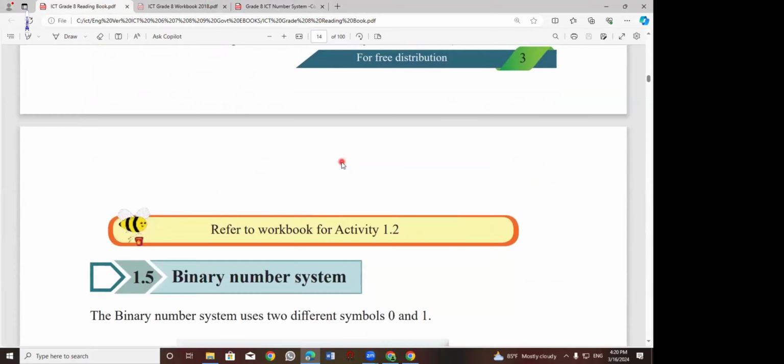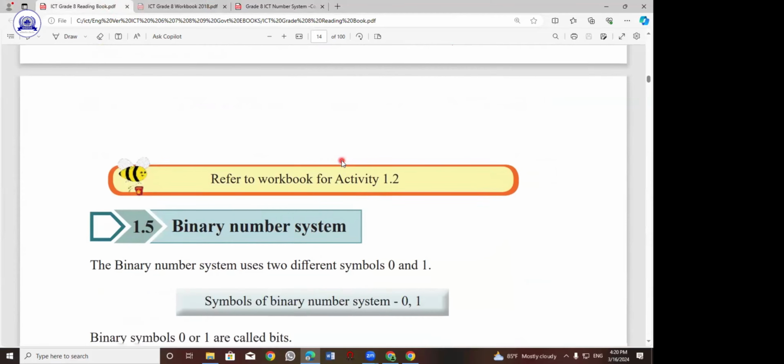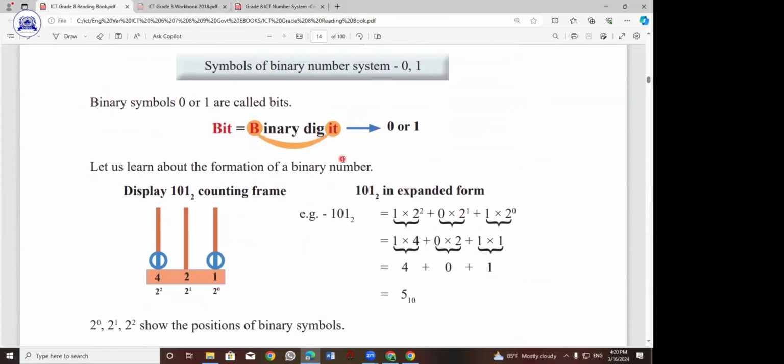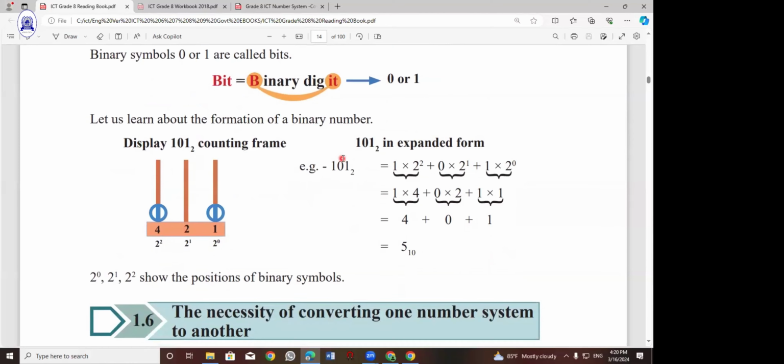Right. So let's see now how you represent binary numbers. Binary numbers we can represent in the counting frame the same way. So it comes here as 1 into 2 to the power 2, 0 into 2 to the power 1, and 1 into 2 to the power 0, like this.